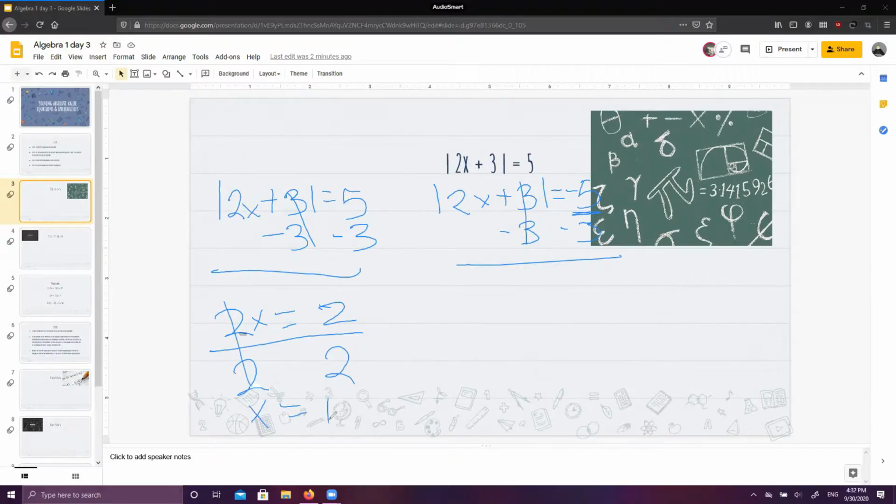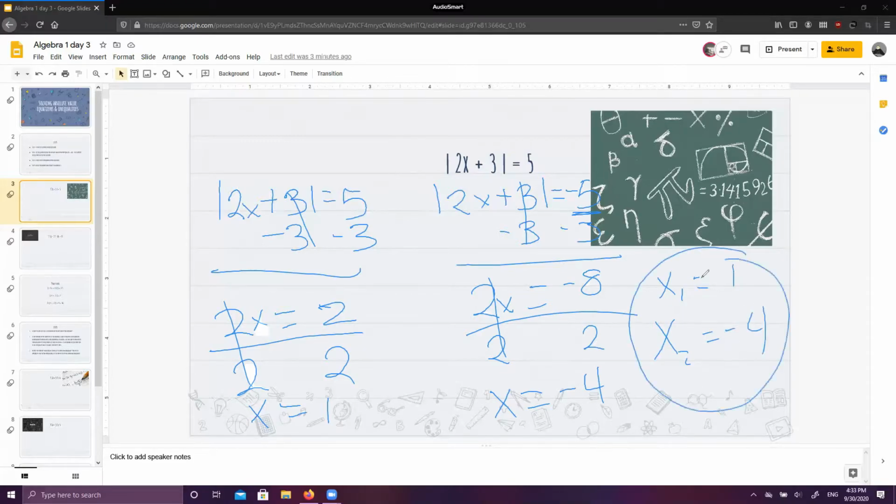This would be just one of our answers, because for our second equation, negative 5 plus negative 3 would equal negative 8, equal to 2x. Then the 2 divided by 2 cancel out, x would be alone, and negative 8 divided by 2 would equal negative 4. So one of our answers would be 1, and our second answer would be negative 4. These two are our answers.